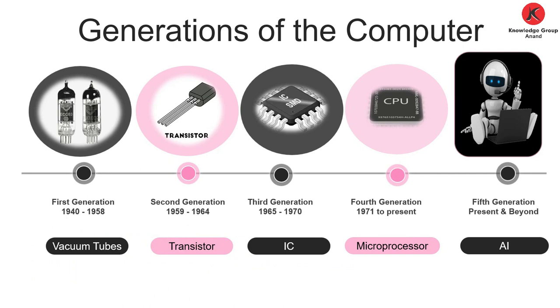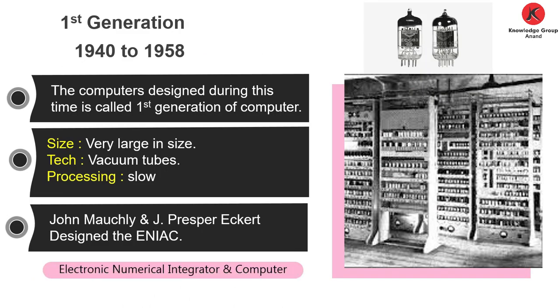Okay, let's start. Generation of the computer. First generation, 1940 to 58. This is called the first generation of the computer. The vacuum tube was used in this kind of computer. They were very large in size and slow in processing because they consumed more electricity.